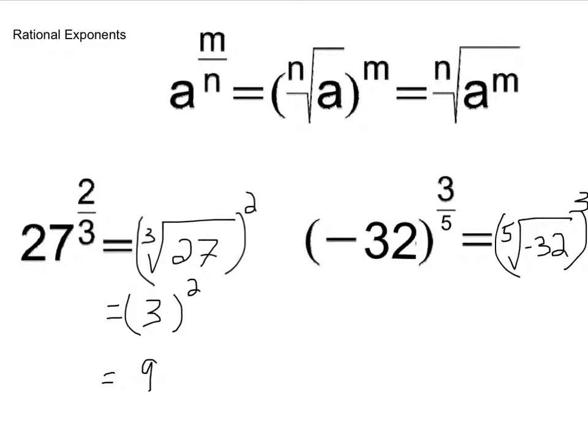Now even though my radicand is negative, because my index is odd, I know that I can do the work. And what times itself 5 times equals negative 32? Well, that's just negative 2. Then I have negative 2 to the third power. Negative 2 times negative 2 times negative 2 is a negative 8. So negative 32 to the 3/5 power equals negative 8. By rewriting my rational exponents as a radical expression, I was able to very easily evaluate each problem.